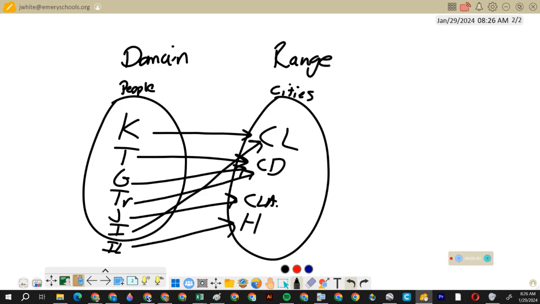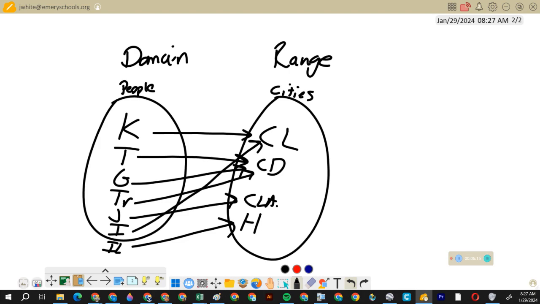Okay. So this is a function. The function is simply a rule that assigns elements of a domain into elements of a range. And not every situation is a function. So if I were to just put a whole bunch of stuff on the left side and a whole bunch of stuff on the right side and start drawing lines, it may or may not be a function. And in order to be a function, no person can live in two cities. Okay? That's the rule of being a function.